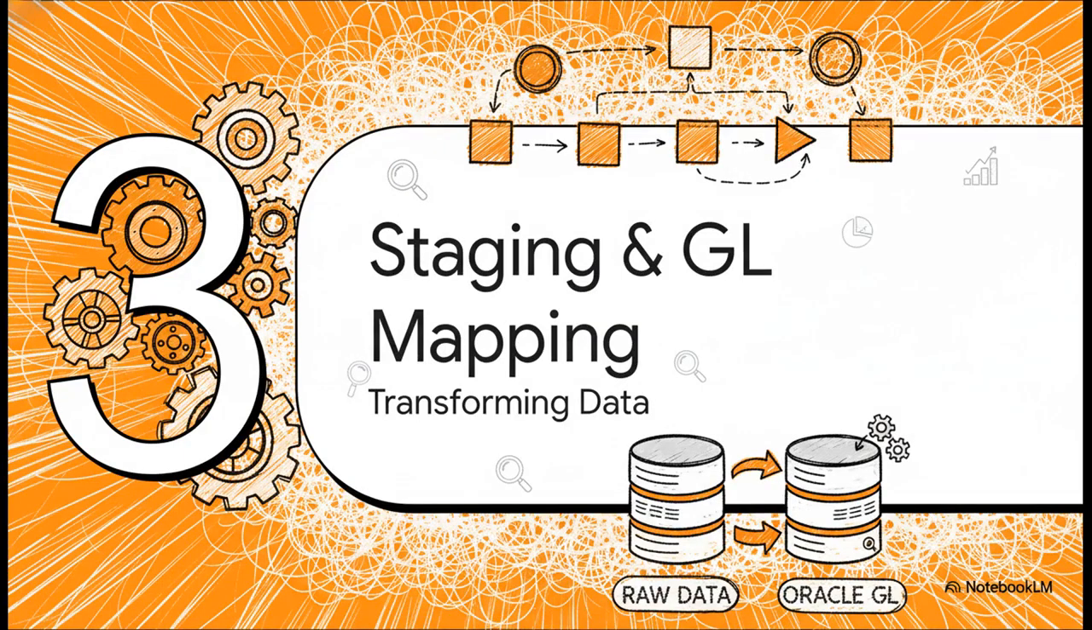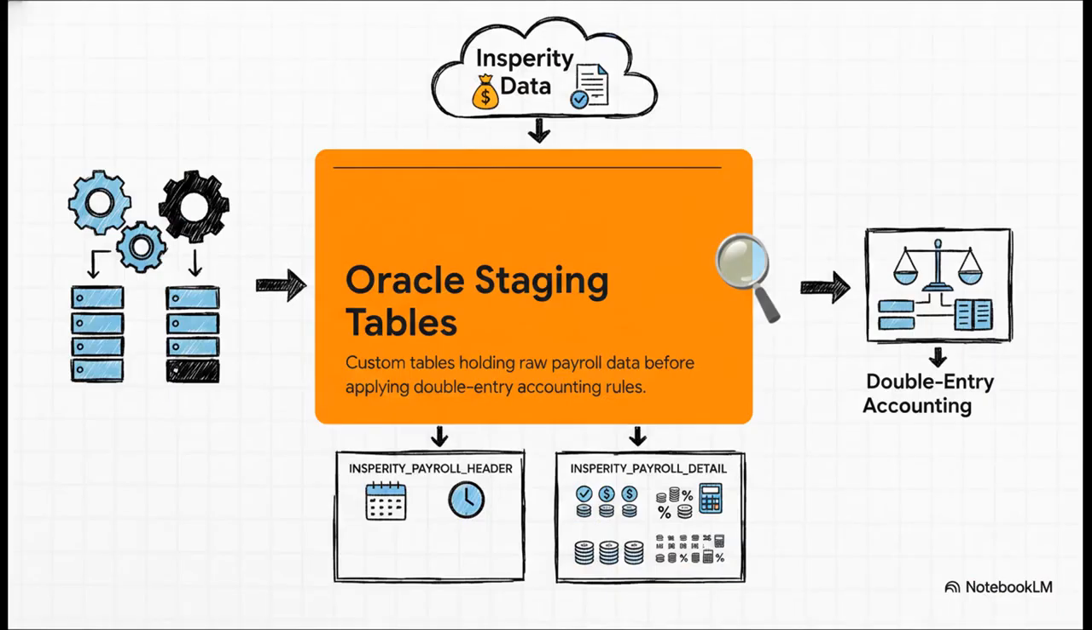Next up is Section 3, Data Staging and GL Mapping. Okay, so we use custom staging tables in Oracle to essentially act as a secure holding pen for the raw Insperity data. The Insperity payroll header table stores your top-level info, things like the payroll run ID, check dates, and overall processing status. Meanwhile, the Insperity payroll detail table stores the granular line-level data. We're talking earnings, taxes, deductions, and employer costs. We strictly stage it here before any double-entry accounting rules are applied.